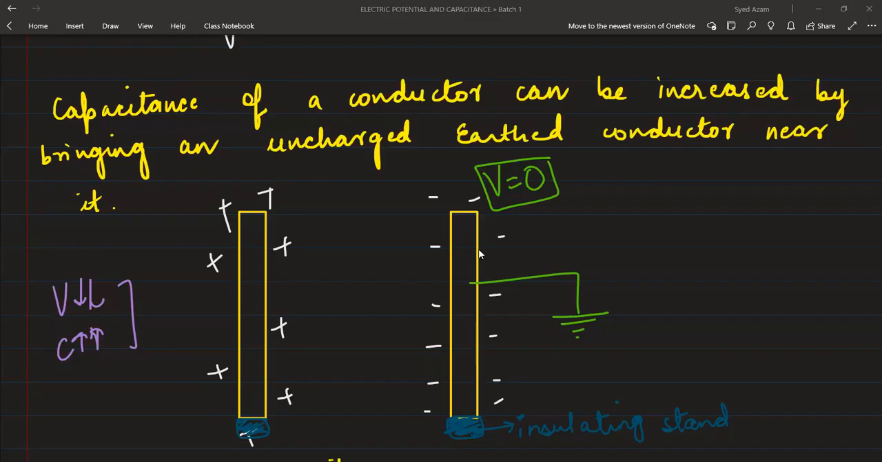Our original conductor will be having some value of potential. But if this also had potential, the total potential would have been more. Now, what did I do? I have brought an uncharged earthed conductor near it. Due to it, the potential is decreasing, and it becomes zero because it is earthed. As a result, the capacitance increases much, and that is the principle. What we wanted, we have achieved. So capacitance of a conductor can be increased by bringing an uncharged earthed conductor near it. Now got it? Yes, ma'am.